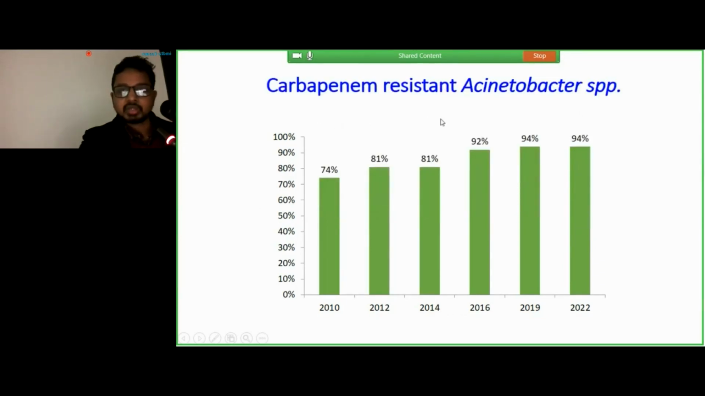Carbapenem resistant Acinetobacter, although it is very high, was 74%, now it is 60 to 90%. Also the pan-Indian data shows that only 10 to 15% of the carbapenems work against Acinetobacter.